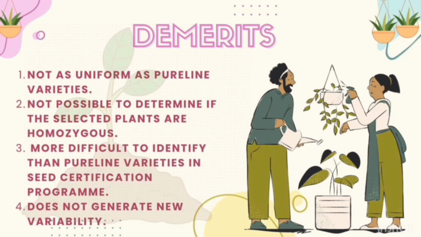Third, varieties developed by mass selection are more difficult to identify than pure line varieties in seed certification programs. Lastly, mass selection utilizes the variability already present in a population or variety and does not generate new variability.